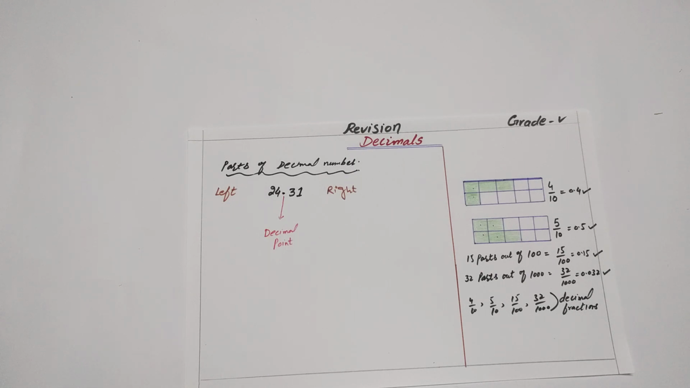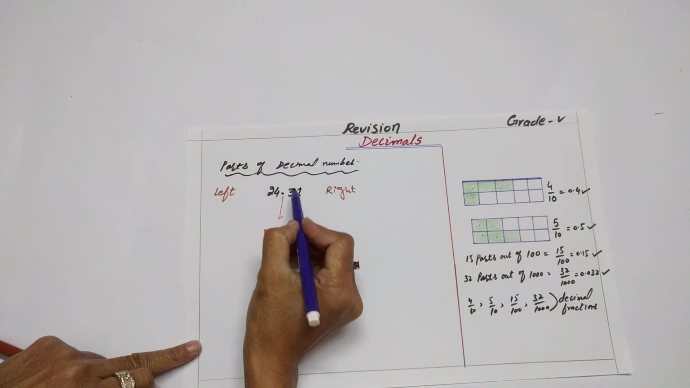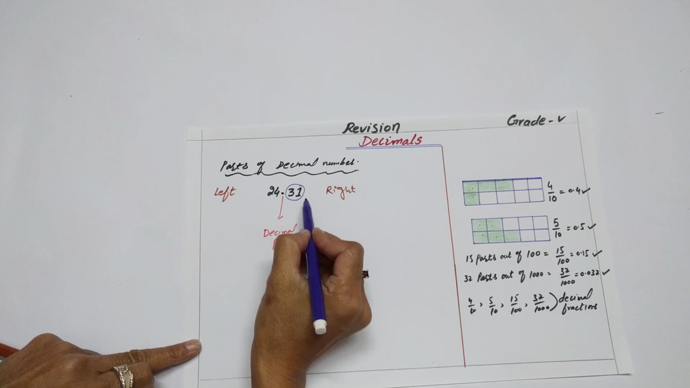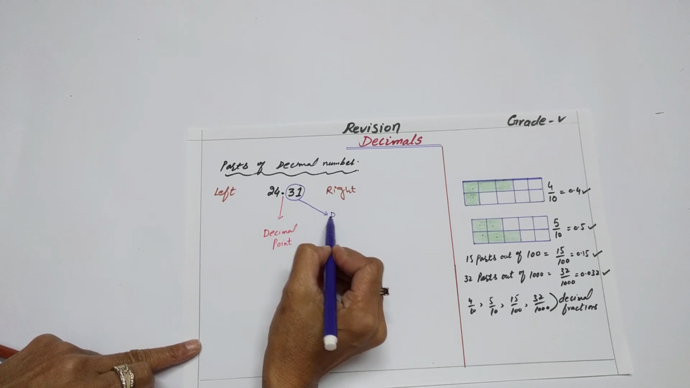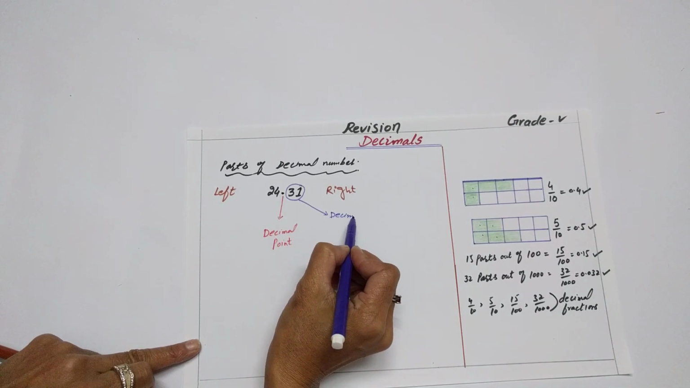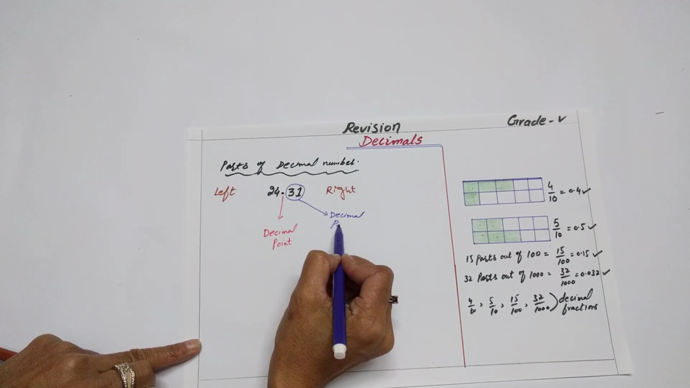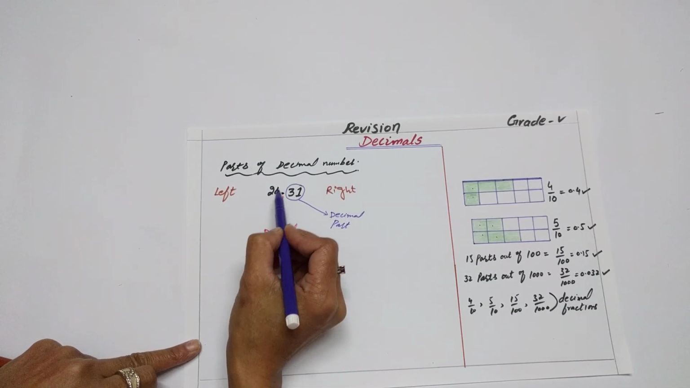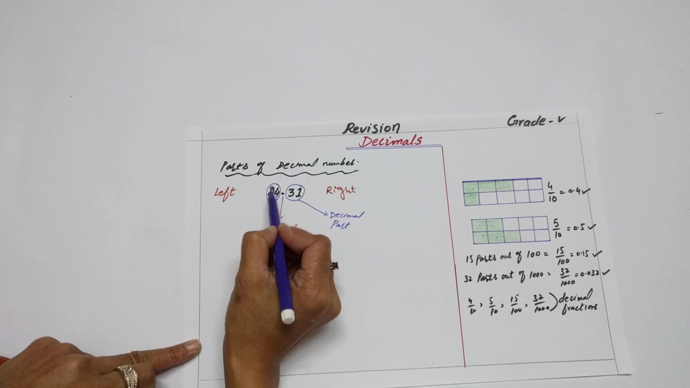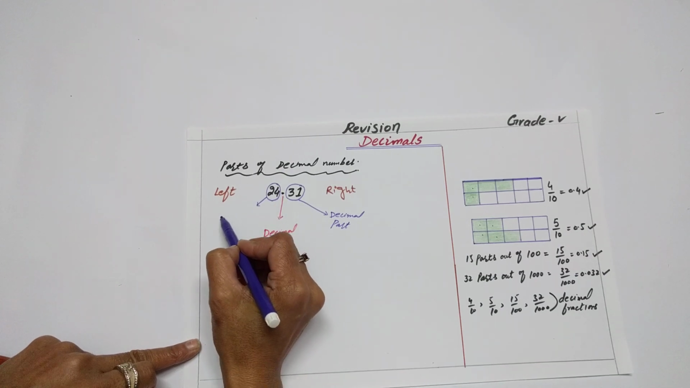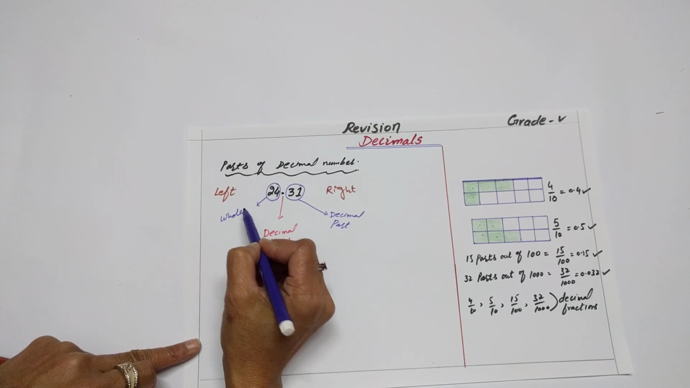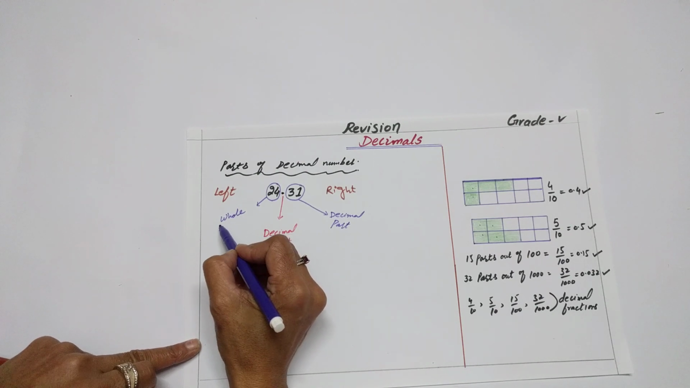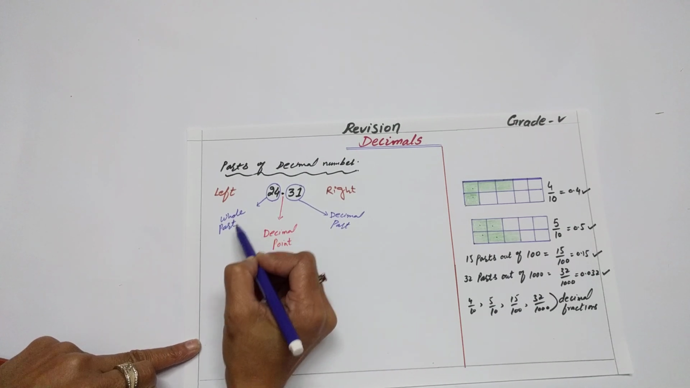of the decimal point is called the decimal part. So this is called the decimal part, and the left side of the decimal point is called the whole part or whole number.